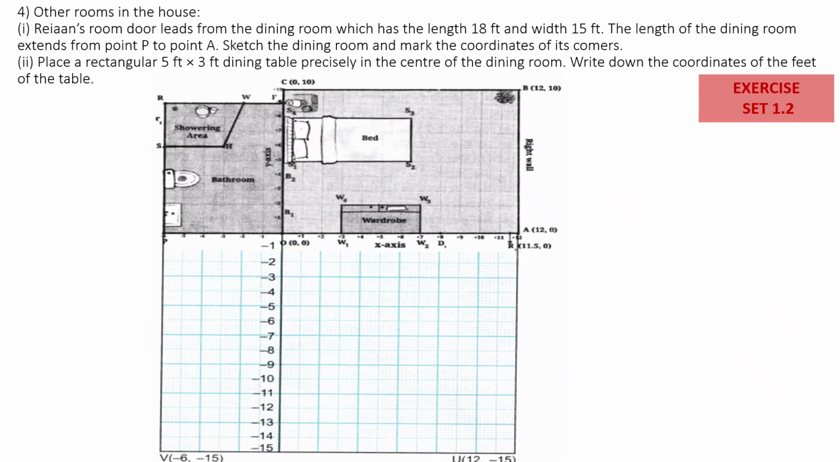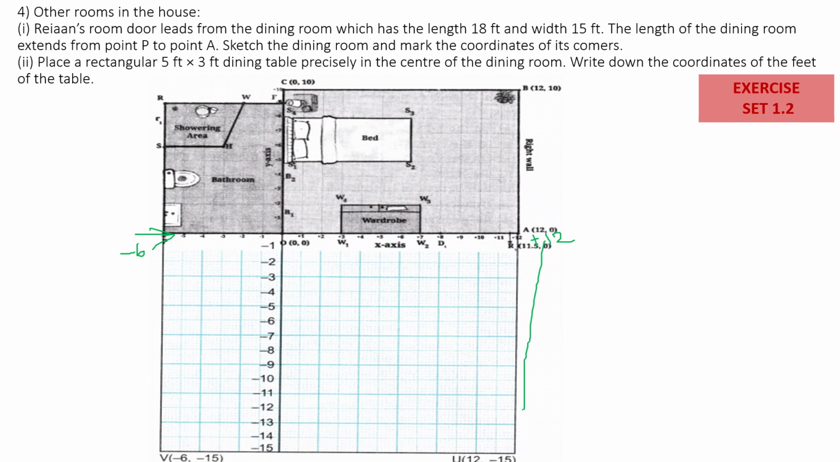Yes, so other rooms in the house. We are going to include one more room. What is the first subdivision of this question? Rayan's room door leads from the dining room, which has length 18 feet and width 15 feet. In a graph sheet, you have to mark the length of 18 and the width of 15. That is what I have given in this diagram. Length is this: over here it is plus 12 and this side it goes till 6, so 12 plus 6 is 18 feet. The width is this area, 15 feet, so I have marked 15 units.